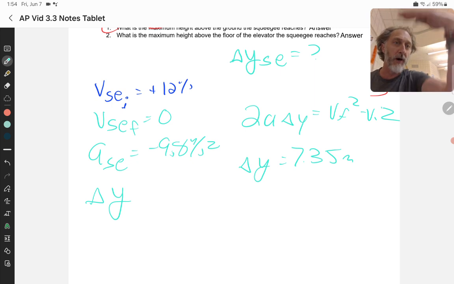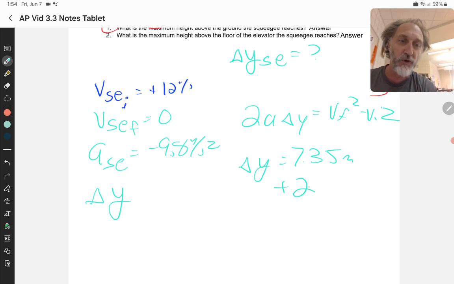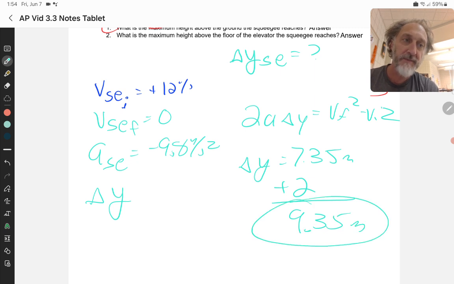So that's how far it moved up from where I threw it, but it started out 2 meters above the floor. So you get 9.35 meters. Okay, so there we go.